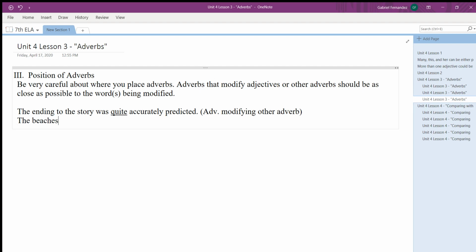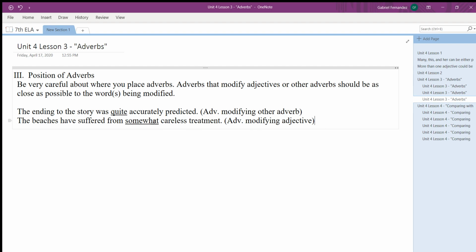The beaches have suffered from somewhat careless treatment. Here we have an adverb modifying an adjective. Somewhat is going along with careless, and careless is an adjective describing what kind of treatment. Treatment is a noun. Okay, so somewhat is an adverb modifying careless.